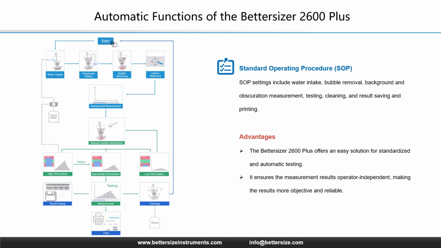The system actively monitors the obscuration, signal blocking. If the concentration is too high, it triggers auto-dilution. If too low, it prompts for addition. The cycle concludes with auto-cleaning, ensuring the cell is pristine for the next run. This closed-loop automation guarantees that your results are determined by the physics of the material, not the technique of the user.